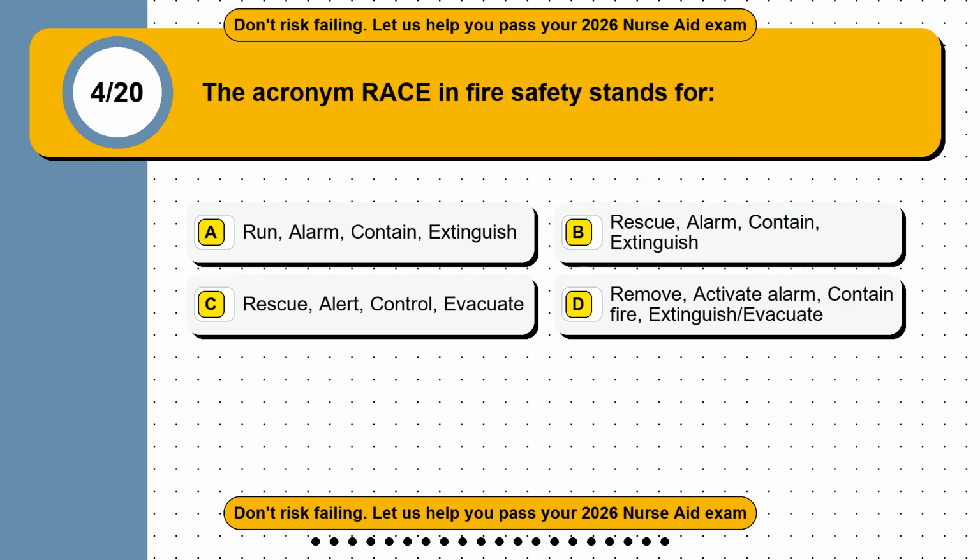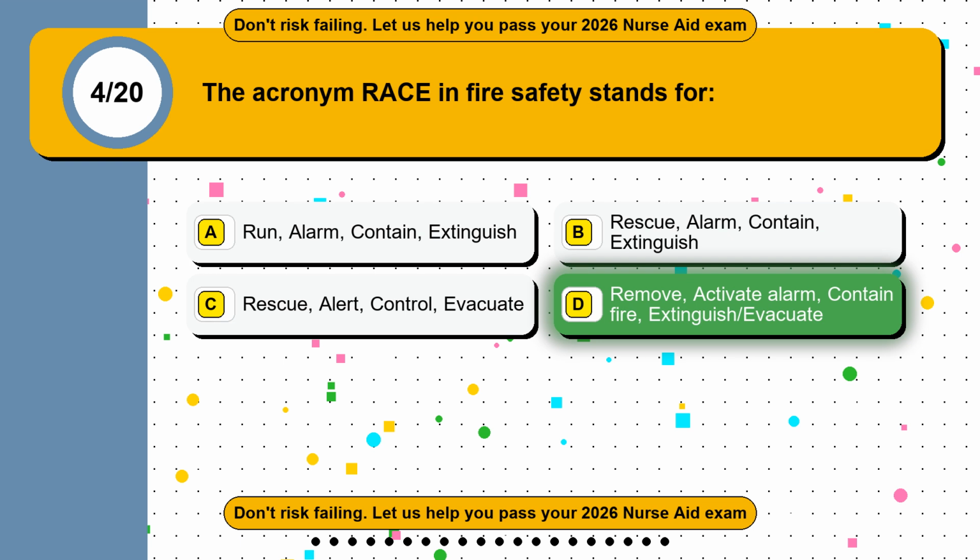Question 4. The acronym RACE in fire safety stands for: Option A. Run, alarm, contain, extinguish. Option B. Rescue, alarm, contain, extinguish. Option C. Rescue, alert, control, evacuate. Option D. Remove, activate alarm, contain fire, extinguish/evacuate. The correct answer is option D. Remove, activate alarm, contain fire, extinguish/evacuate.